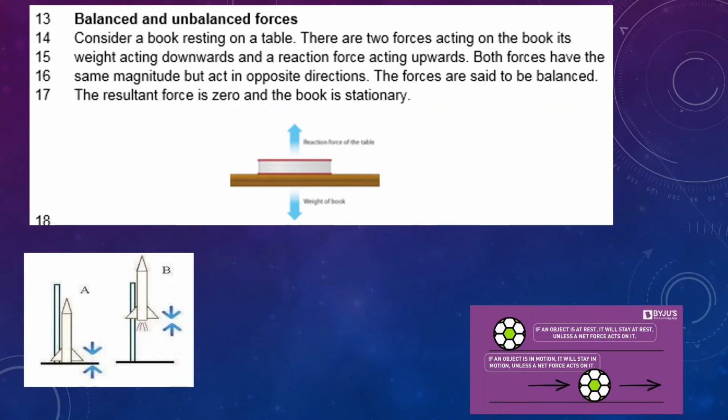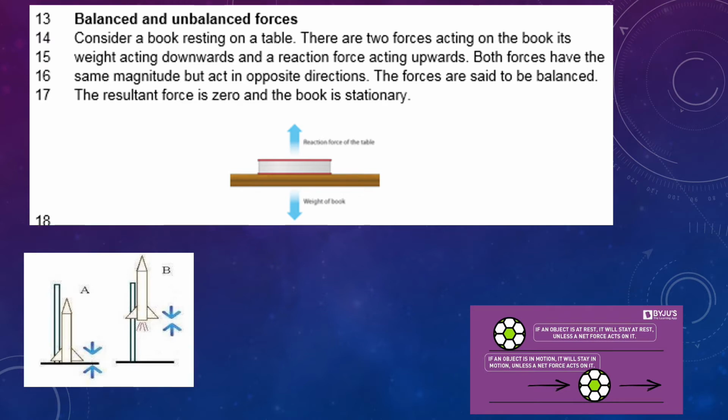So when we talk about free body diagrams, we have what's called balanced and unbalanced forces. You might have a book on a table right now, or even look at the booklet that you're working on right now, and it's resting on a table. If it's resting on a table, there's going to be 2 forces acting on that book. You have your weight, which is due to gravity, right?